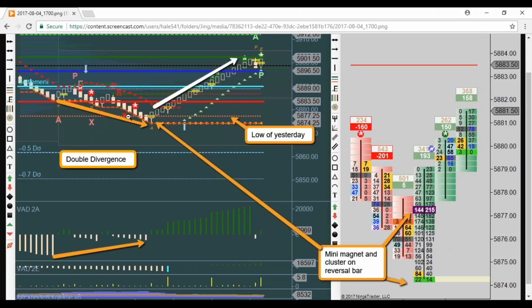But the rules here are you get the double or triple divergence. You get a reversal bar off a strong level. It's getting weak, and it's getting weak, and it's going and going. Then it hits a strong level, and bam, I'm done. Like, it just can't go anymore. It reverses off that level with a cluster, building up that volume, leaves a mini magnet down here, leaving those orders down here, and takes off. You see that?